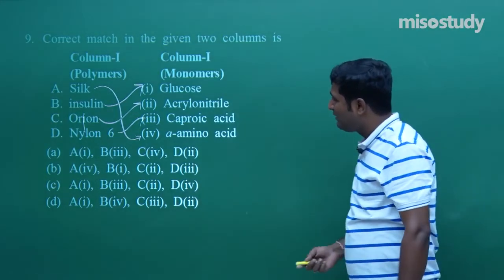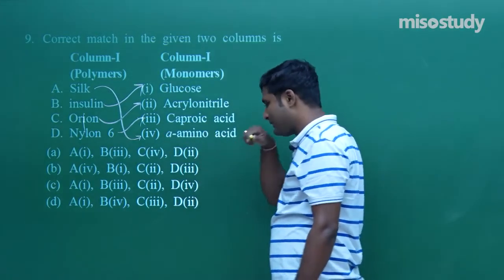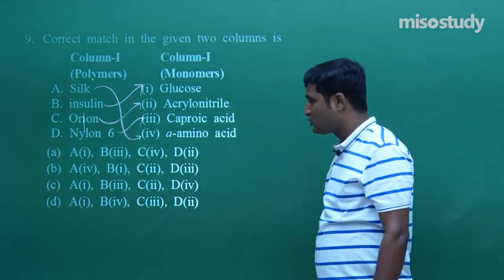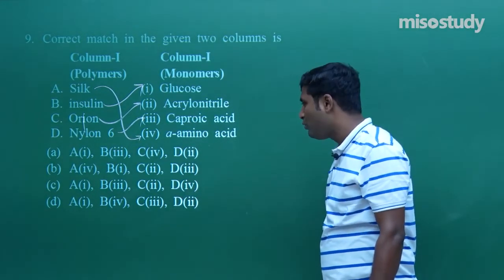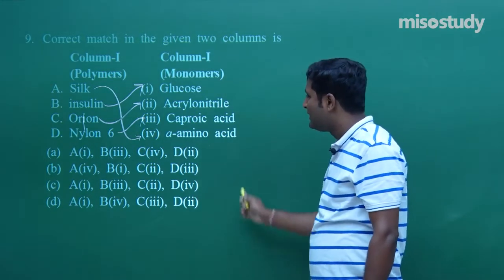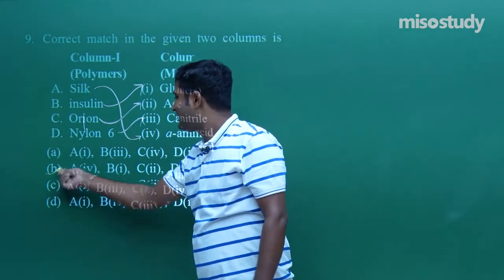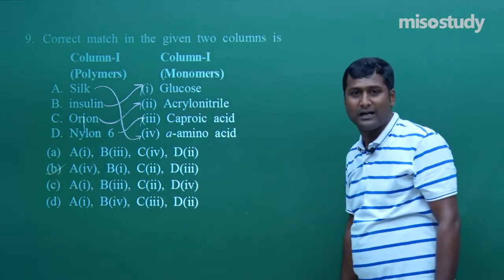For A, that is 4, yes. For B, this one is 1, okay. For C, that is 2, okay. For D, that is 3. So for this question, B is the correct option.